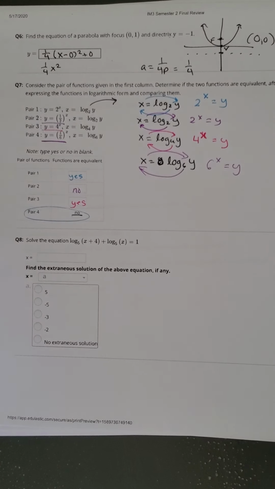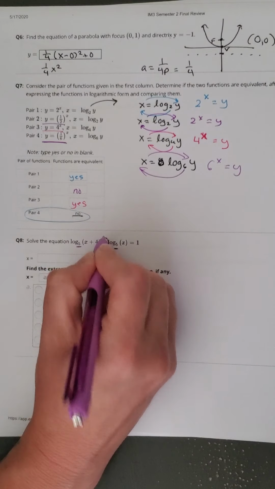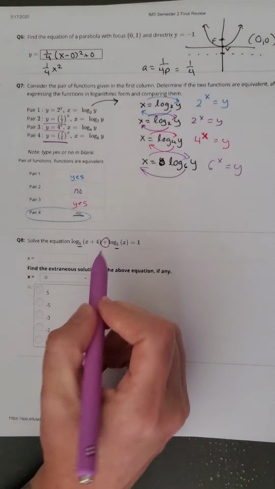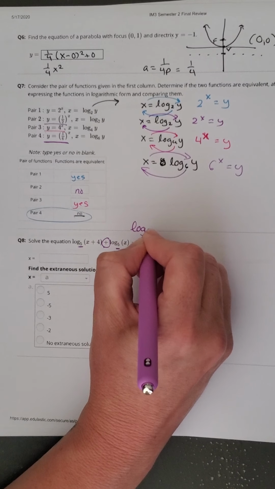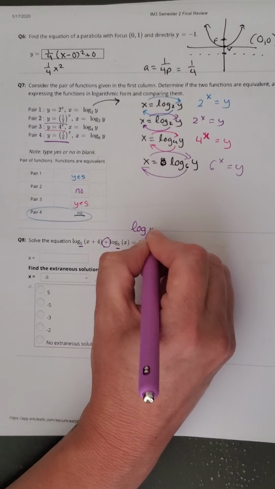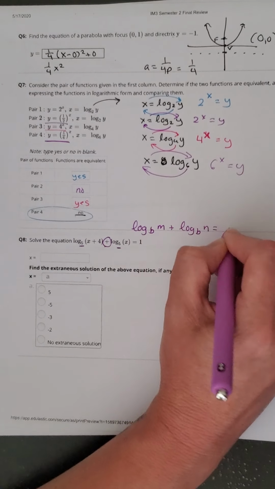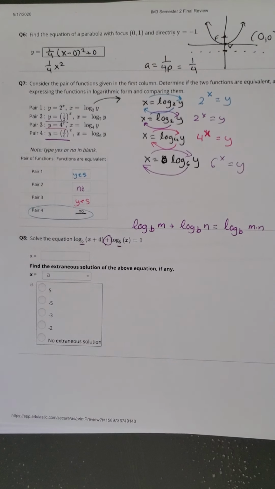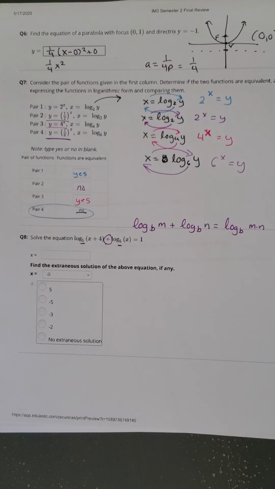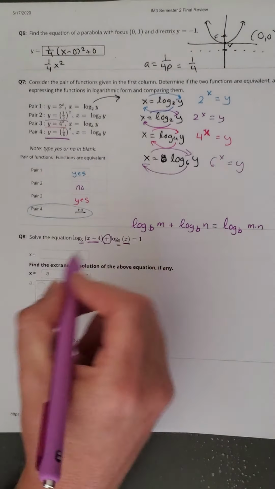All right, solving this equation. So they're both in base 5, right? And there's an addition symbol. So the way I like to solve these is, since there's an addition symbol, I'm going to rewrite this. It's log base b of m plus log base b of n is equal to log base b of m times n. So we're going to multiply these two and write it in one log. It's called condensing a log. So I'm going to multiply these two together and write it in one log.